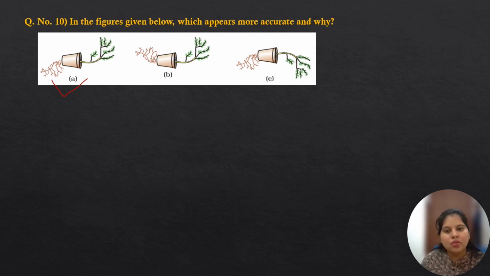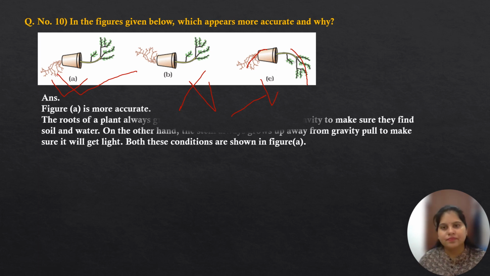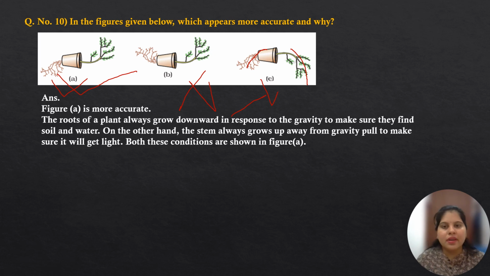In image B, root is also moving upward and shoot is also moving upward. So this image is wrong. In the third image, root is showing downward, shoot is also moving downward. So this is also incorrect. Among these figures, only this is the correct one. So among these given, figure A is more accurate.